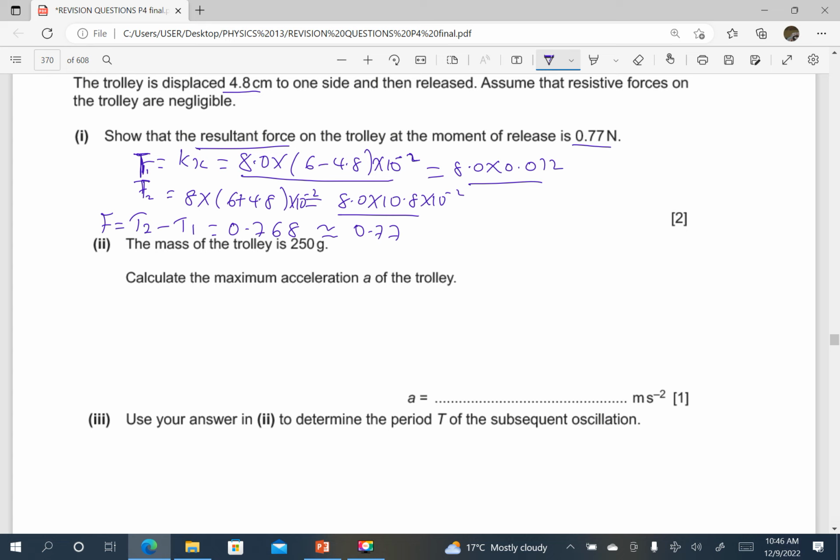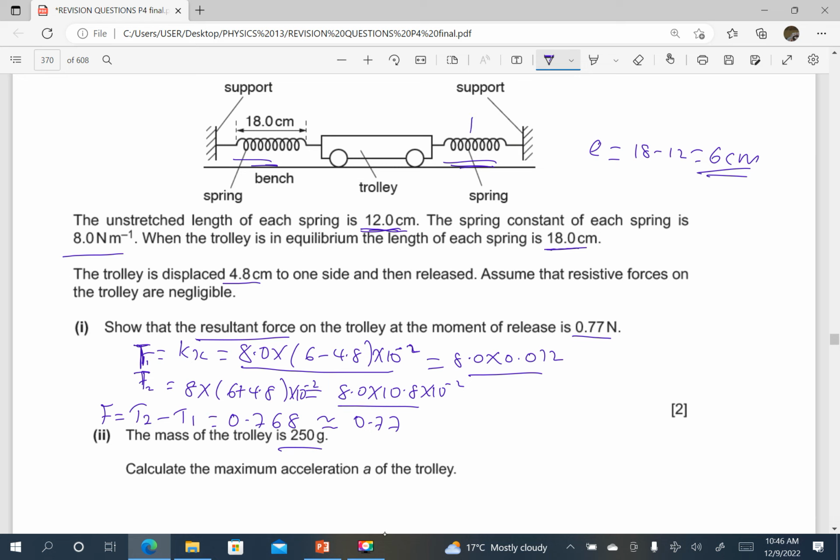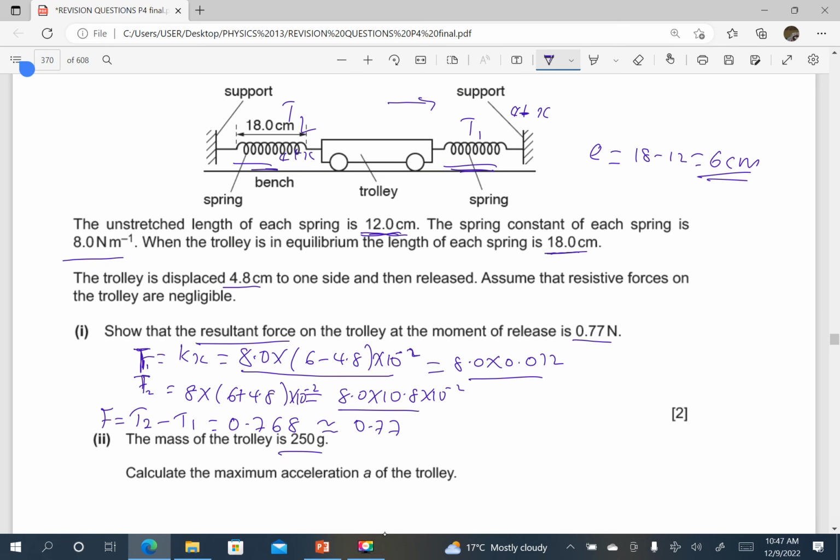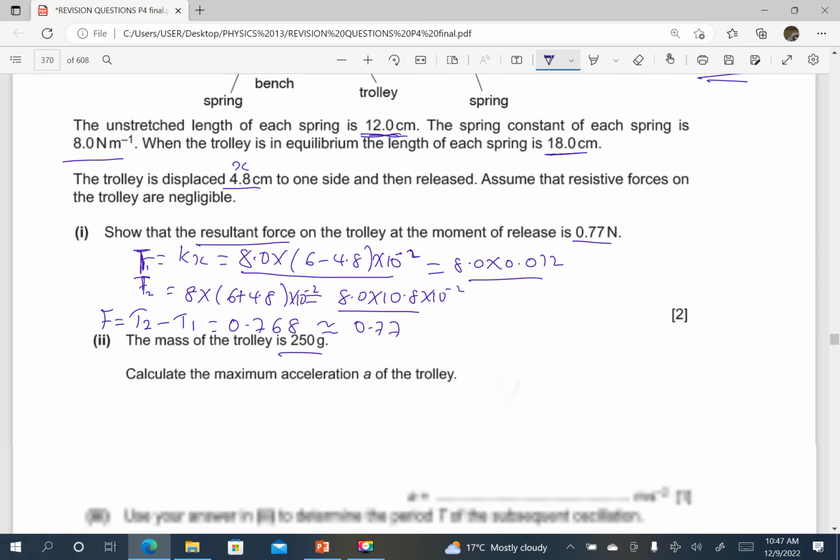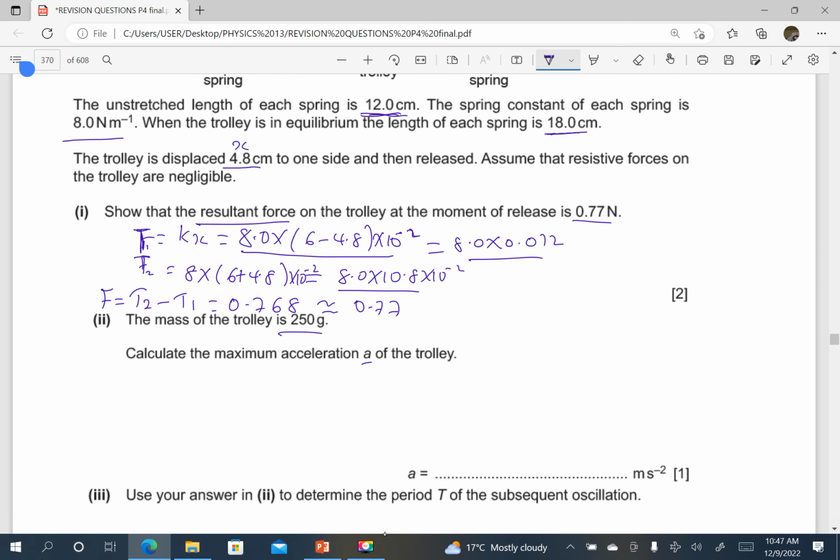Calculate. The mass of the trolley is 250 grams. So here I just go to the tensions. We have seen a similar question. The tension here is T1, the tension here is T2. If it is displaced that side by 4.8, the extension here will be E minus X. Here it will be E plus X. This is X. We have seen E is 6 centimeters. Calculate the maximum acceleration A of the trolley.